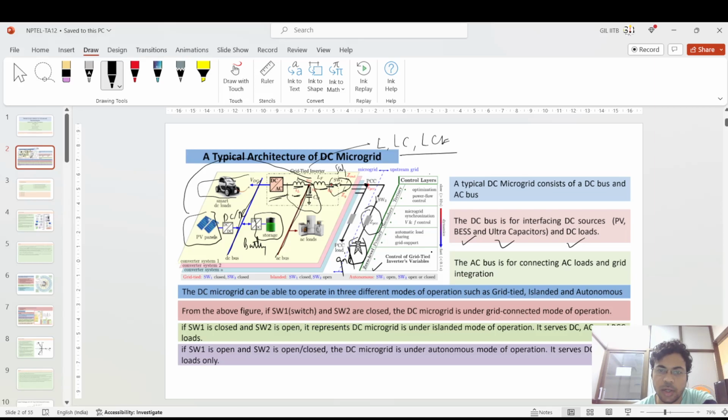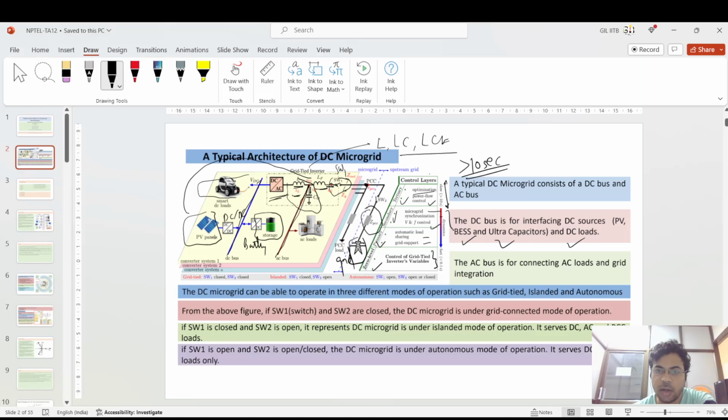It is for the control of the grid tied inverter variables, and above that you have a primary control for the automatic load sharing and the grid support. The secondary layer is the microgrid synchronization, the V by F control. And the tertiary control is for the optimization and the power flow control. The tertiary layer is a slow response, with a time frame greater than 10 seconds.